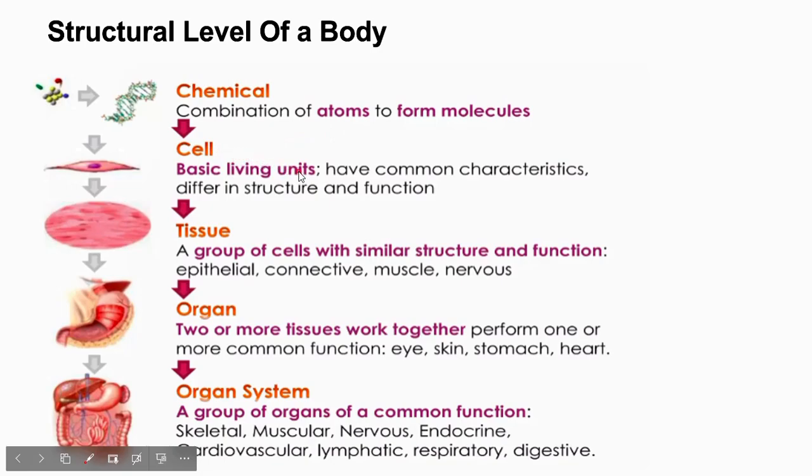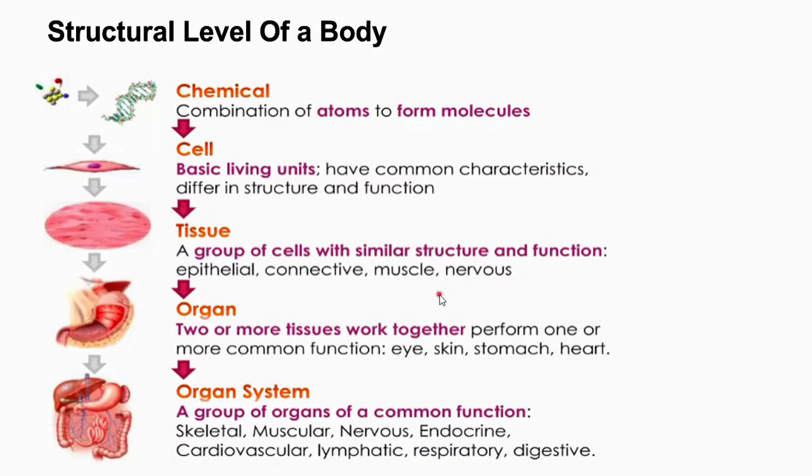These cells have common characteristics, they differ in structure, and they also have different functions. When these cells come together, they form what we call a tissue, which is a group of cells which have similar structure and similar function. The major types of tissues that we are going to focus on are, number one, the epithelial tissue. We are going to talk about the connective tissue, the muscle tissue, and the nervous tissue.